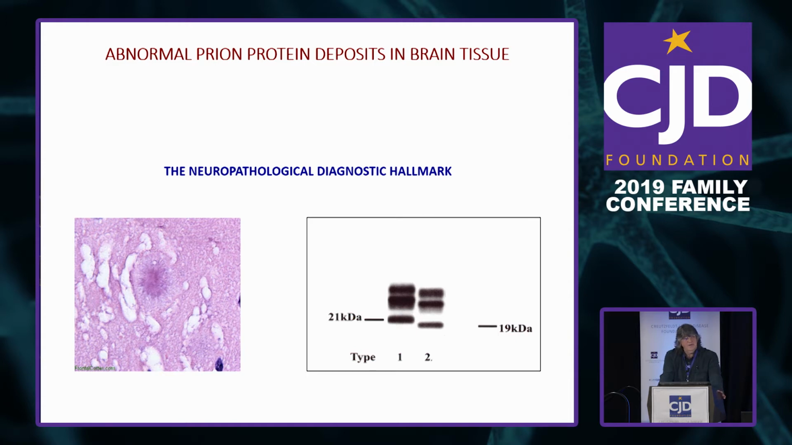In the end, the final arbiter as to whether a prion disease is a prion disease, as we currently understand it, is: is there aggregated abnormal prion protein deposited in tissue, seen under the microscope, as you can see on one side here, or if you extract the protein from the brain and run it on what's called a Western blot, as you see here, is it an abnormal form of the prion protein? And if that's so, then it is what we call a prion disease.